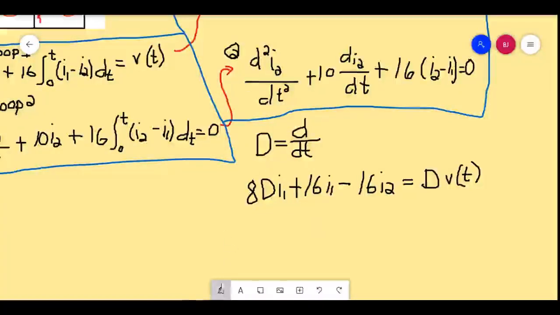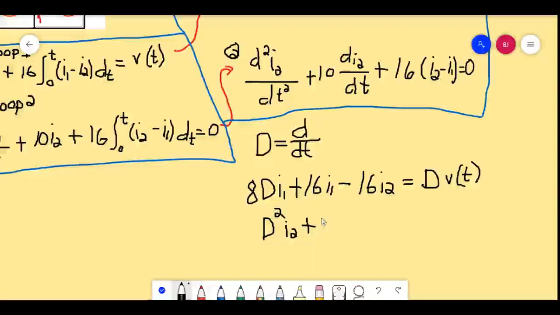We do it on the second loop as well. So this one is in squared. So this would be d squared I2 plus, so we have a d here, so 10 d I2 plus, let's separate this to 16 I2 minus 16 I1 equal to 0. Okay.